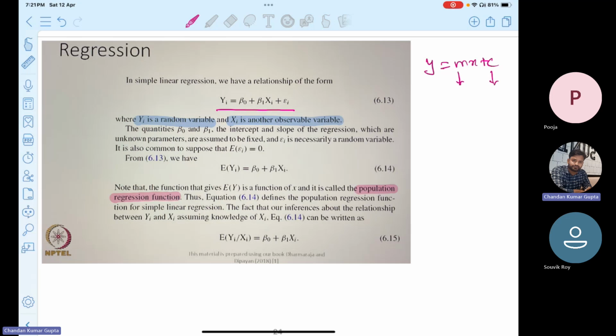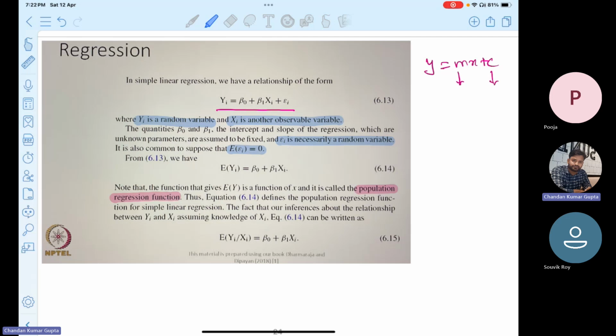Now here ei, one more assumption is there. Here ei is a random variable, an error variable, and it is such a type of error in which the expected value of the error variable is zero. That is already written here: the expectation of epsilon i is zero.